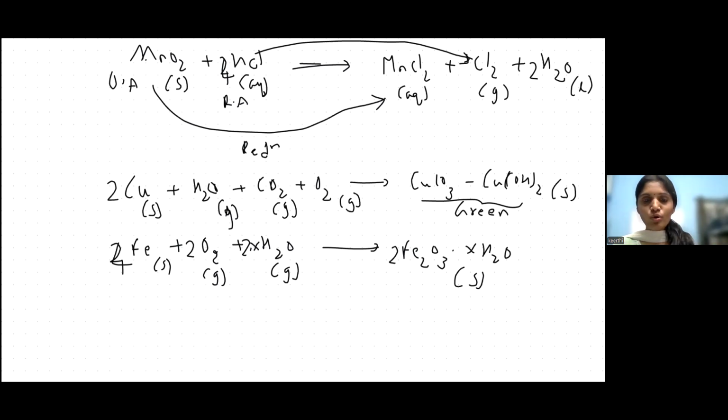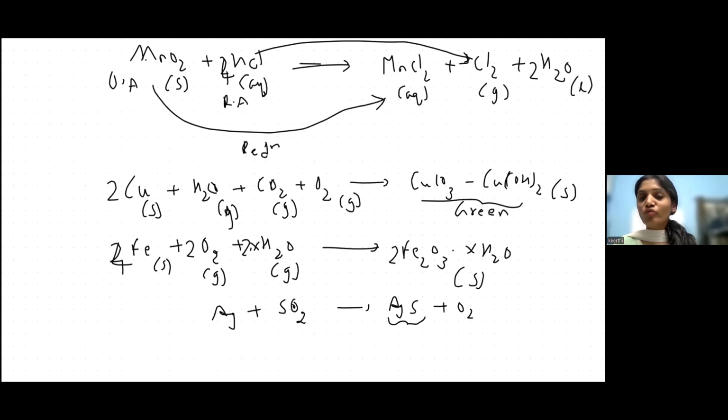Now you have one more reaction, which is tarnishing of Ag. Ag reacts with atmospheric sulfur dioxide, and gives what? AgS plus your oxygen gas. Now this is in which color? This is in your black color.